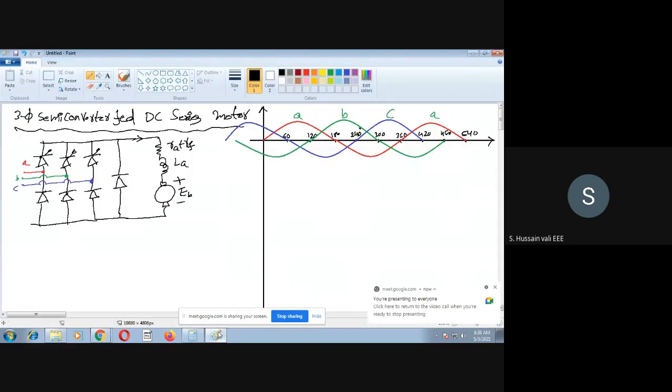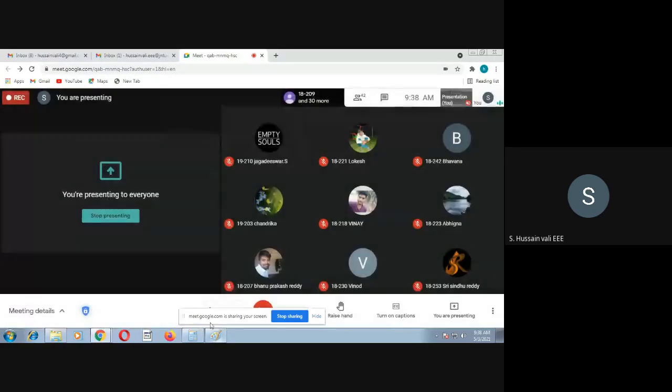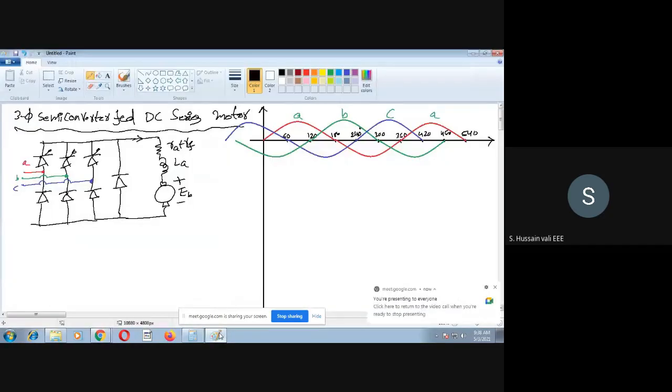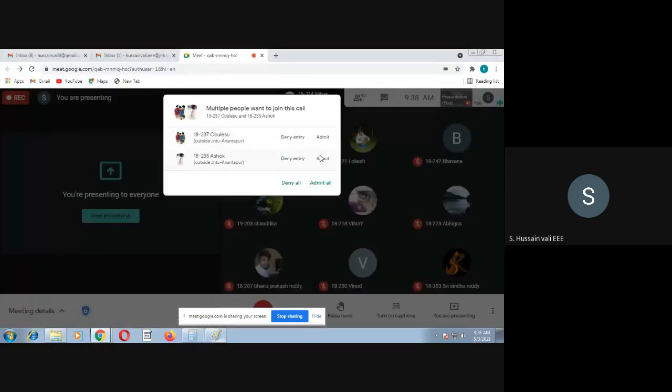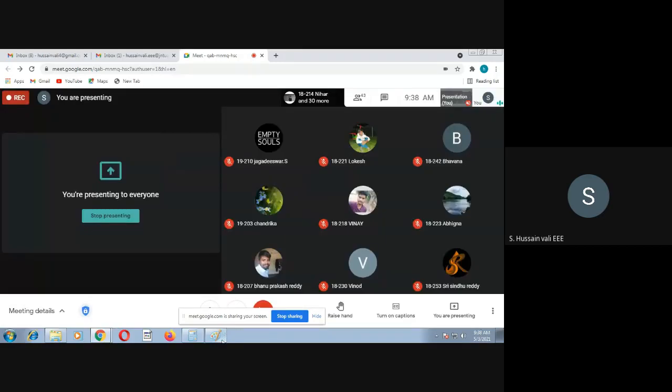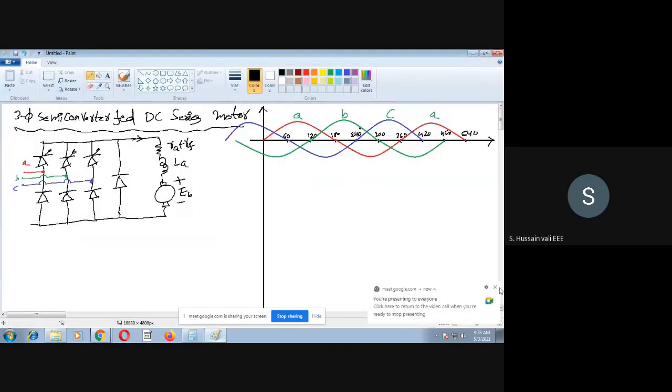So the difference here is the series motor. In the series motor, the excitation, that is the field winding, is connected in series with the armature. So that's the only difference.